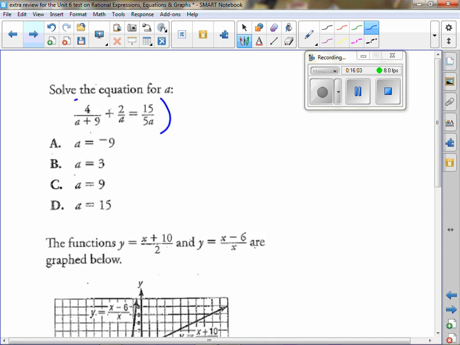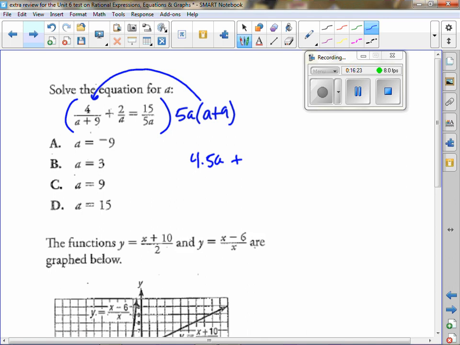notice is the common denominator. Well, I definitely need an A and a 5. So I'm going to put a 5A there, and I'm also going to put an A plus 9. Those three things are in the denominators. So I imagine multiplying this by the first fraction. So the A plus 9s would cancel. So I'd have 4 times 5A left to multiply.